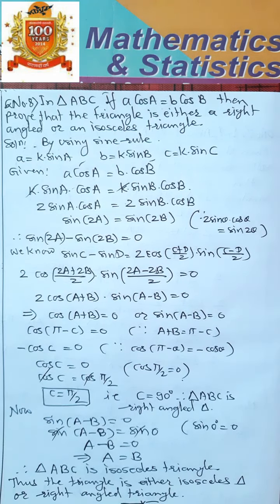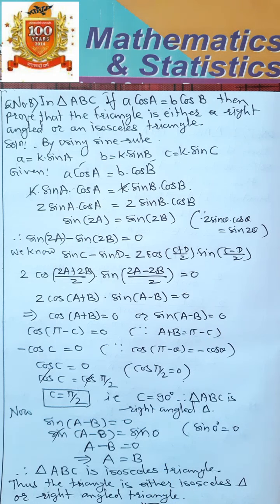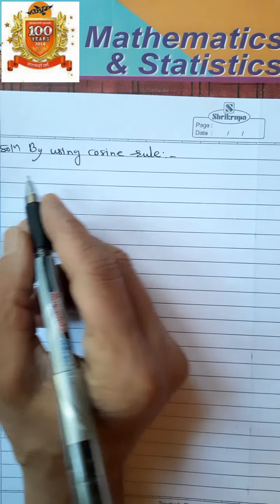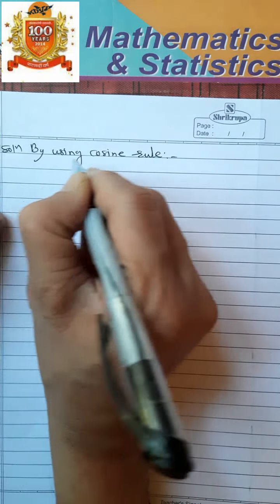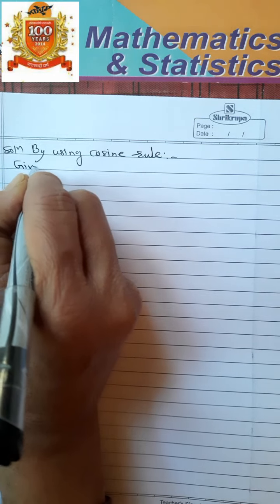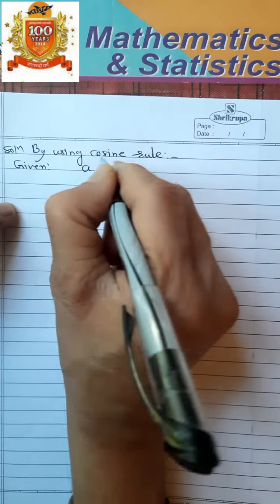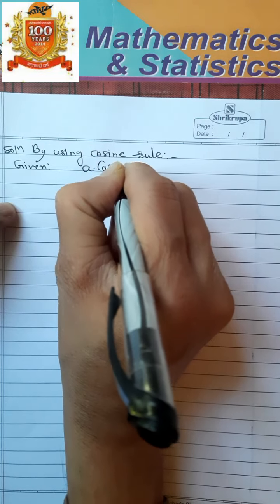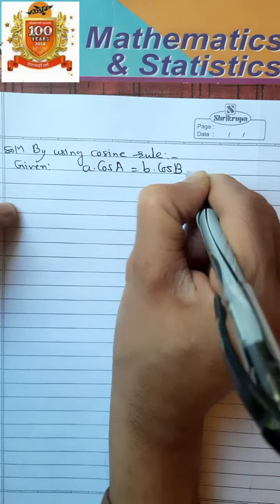This question can be solved by using the cosine rule also. Same question, isn't it? Same question can be solved by using cosine rule. See here. Given: A into cos A is equal to B into cos B.